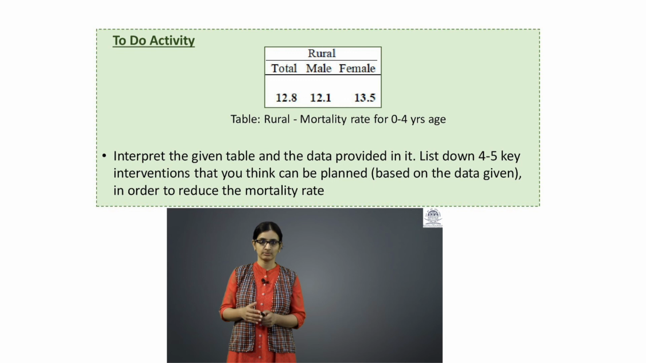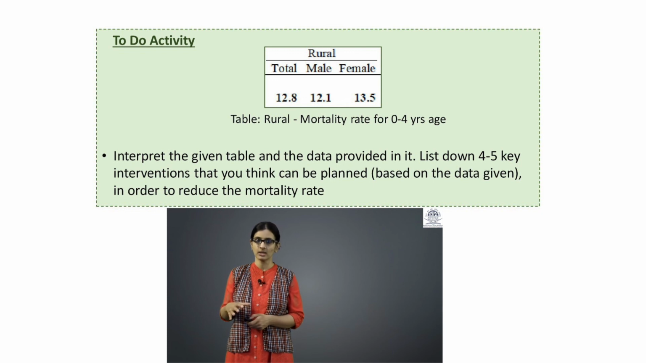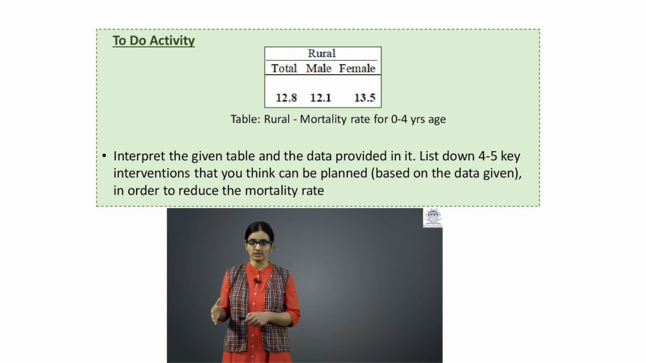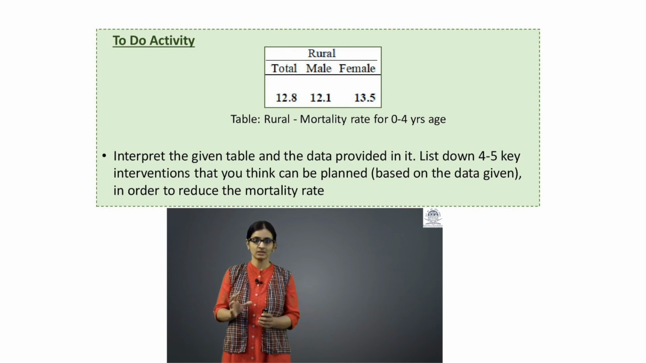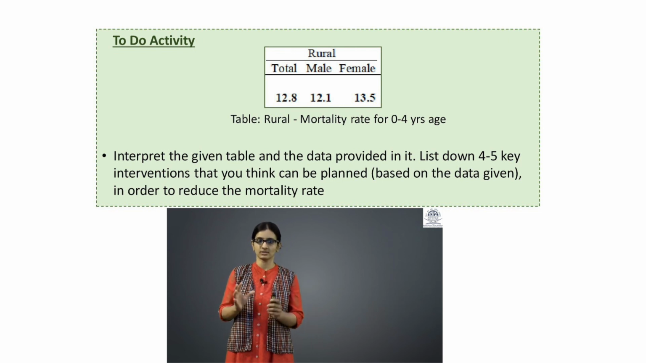Have a look at the table that is given here. It depicts mortality rate in the age group of 0 to 4 years divided by gender in rural areas. Understand the data that is given in this table, and based on your understanding, list down about 3 to 4 key interventions that you think can be planned to reduce mortality rate in this age group.